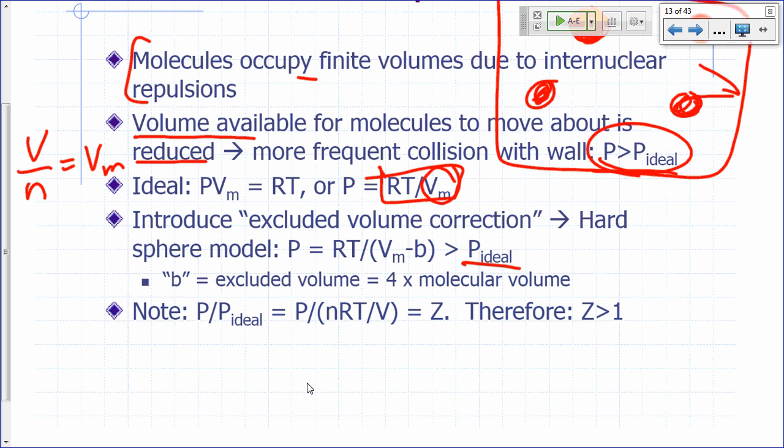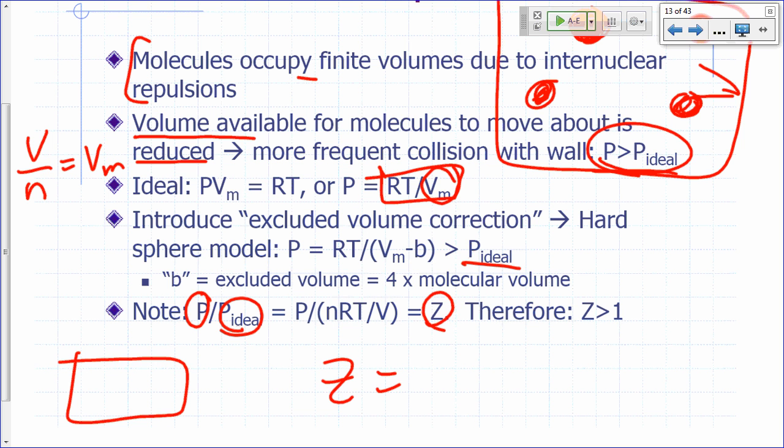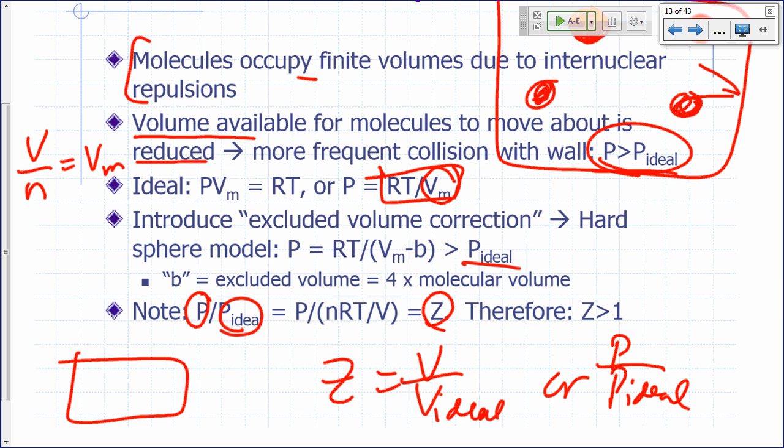You can also say, another way of looking at Z is this. For the same volume, at the same temperature, the ratio of the actual pressure to what the ideal pressure would be is also equal to Z. So not only is Z equal to V over V ideal, that's also equal to P over P ideal. Okay? And here's how you can show that.